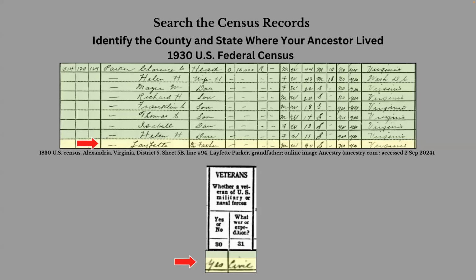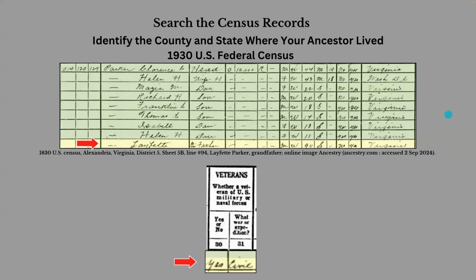If your ancestor lived a long life, he just might be in the 1930 census. So let's say Lafayette Parker from Alexandria, Virginia is your ancestor. He's listed as grandfather, he's 90 years old, he's single, and he's living in the household of his grandson, Clarence Parker. In the 1930 census, there was a veteran question in the column that went all the way across. And, you know, sometimes we just stop looking about right there, but there are columns out to the right.